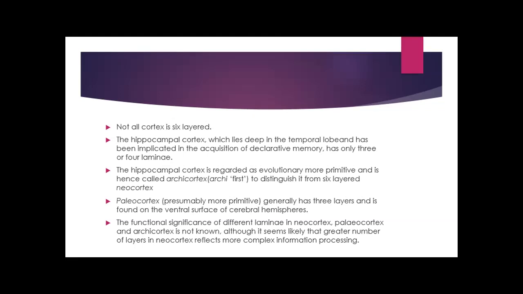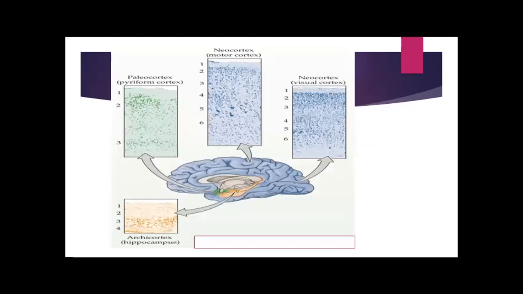Then we have the paleocortex, which is presumably more primitive and generally has 3 layers and is found on the ventral surface of cerebral hemispheres. The functional significance of different laminae, neocortex, paleocortex, and archicortex is not known, although it seems likely the greater number of layers in neocortex reflects more complex information processing. This is a diagram which is showing the 6-layered neocortex in motor cortex and visual cortex.